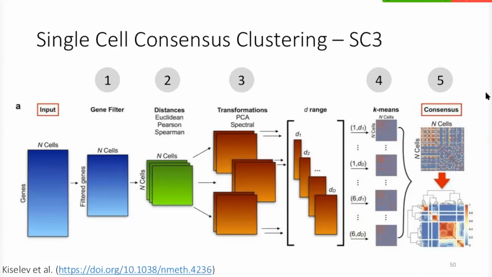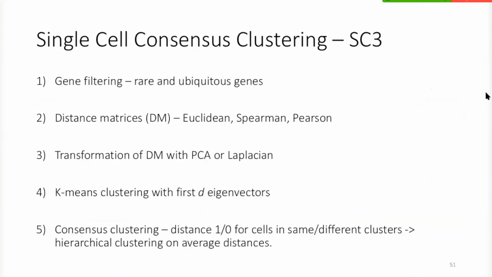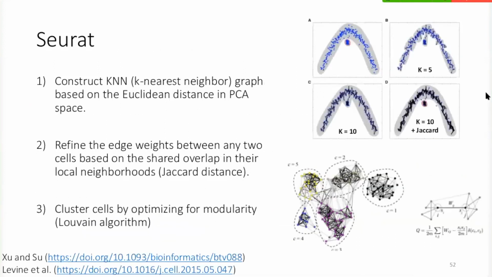So it sounds a bit complex, but in my view, it's just a way to go over all these choices. So now you're not really making choices, you're just using them all, and wherever they agree, you consider this a good clustering. Okay, here I just wrote the steps to make it easier for you.